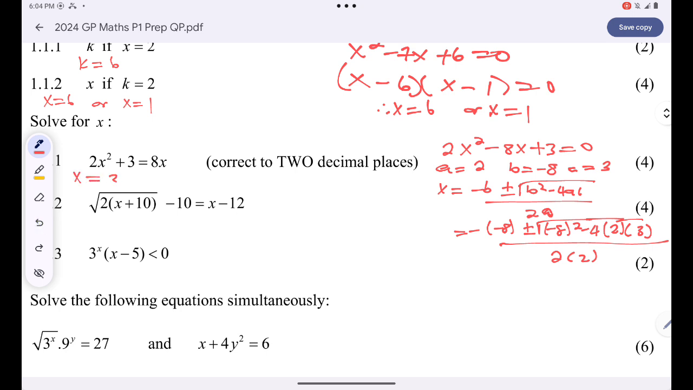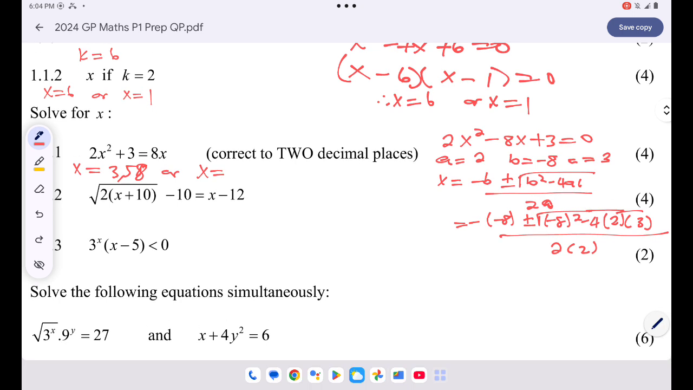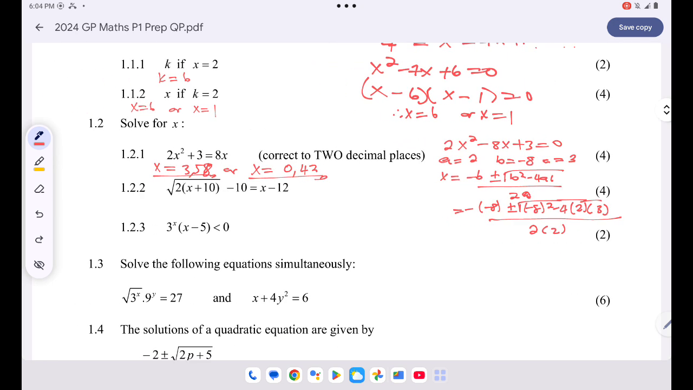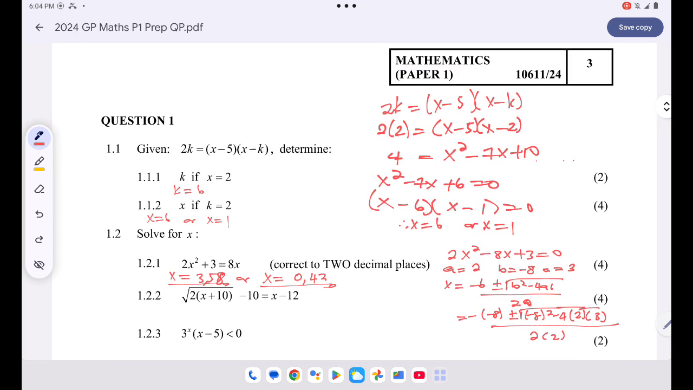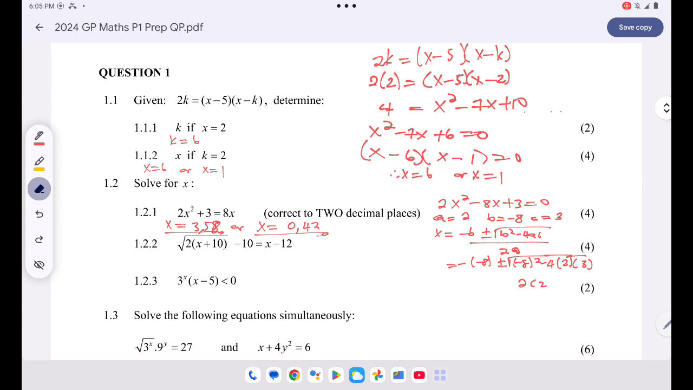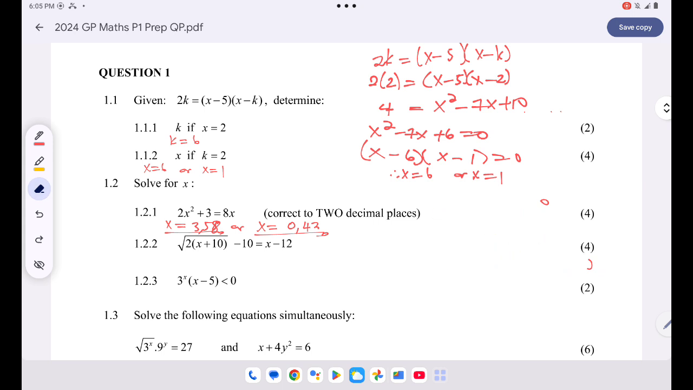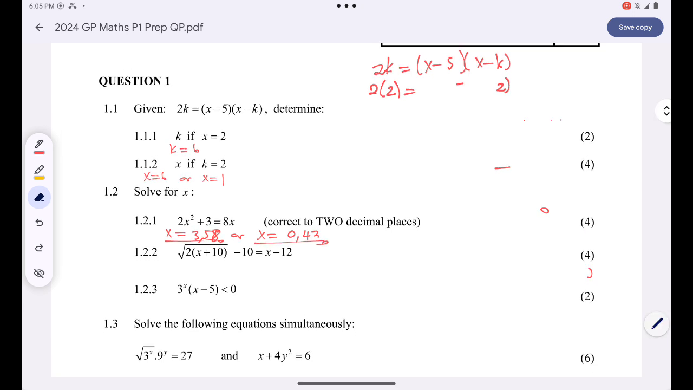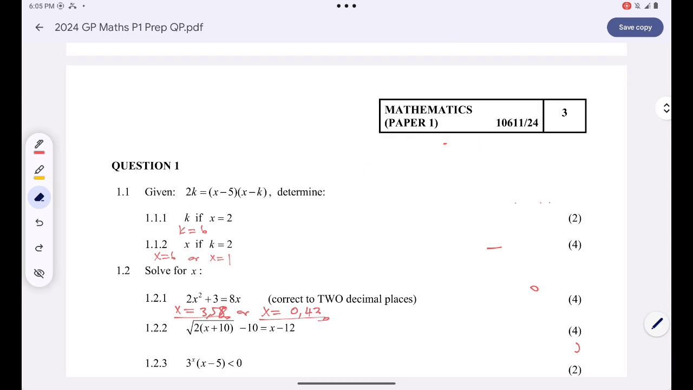So this will just give me an answer of x is equal to 3.58, or x is equal to, let me use a negative sign there at the top, or x is just equal to 0.42. So these are my two roots, guys. Now I'm supposed to solve for x if I'm given an equation that has surds. I have an equation that has surds over there. So how can I solve x?